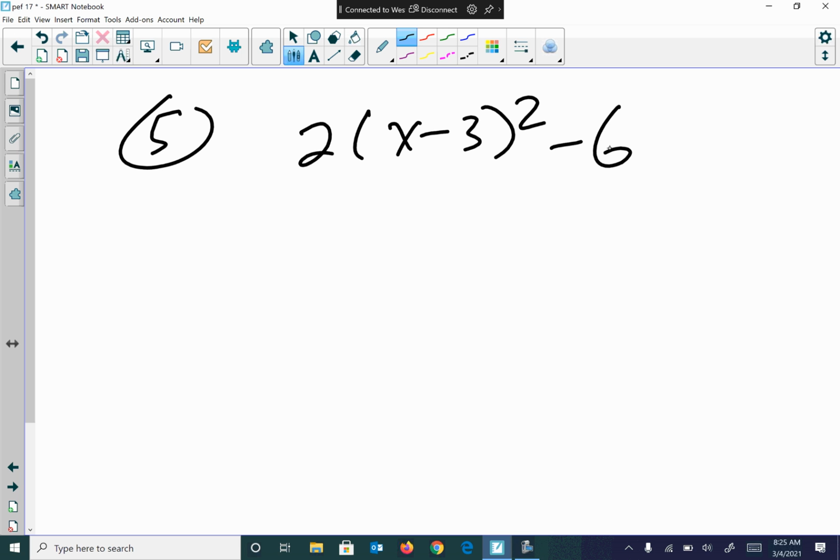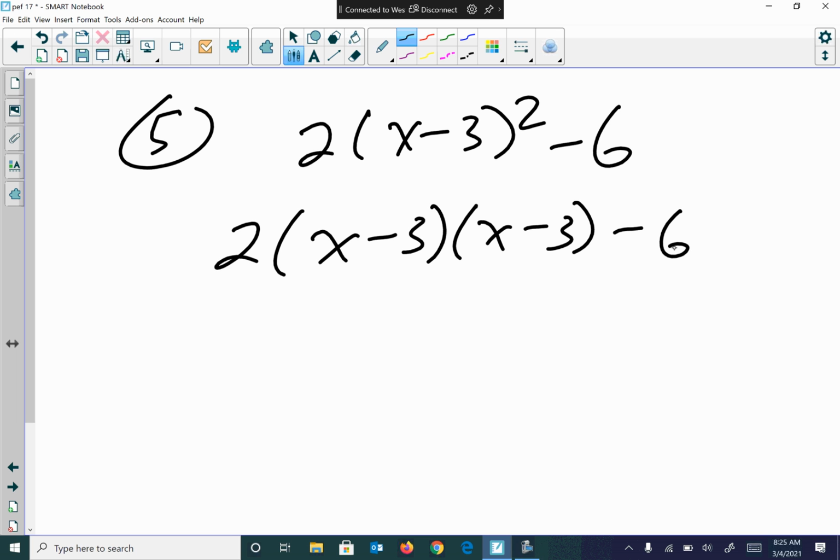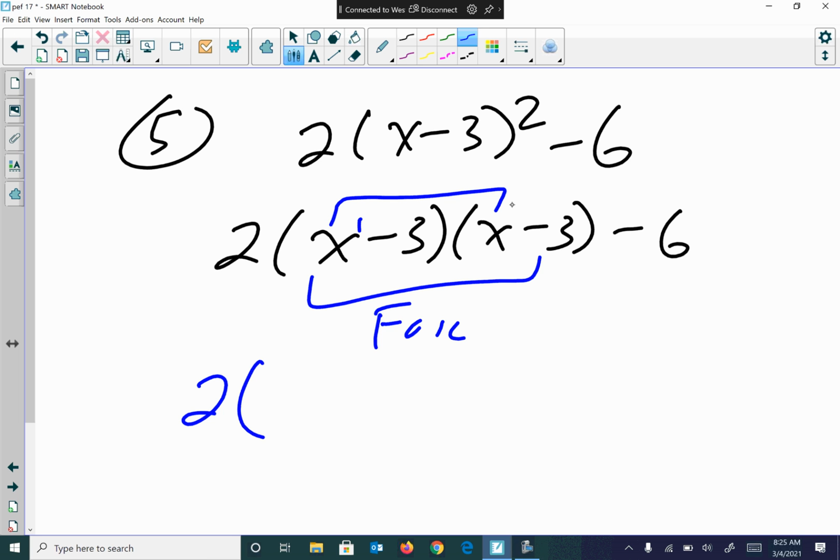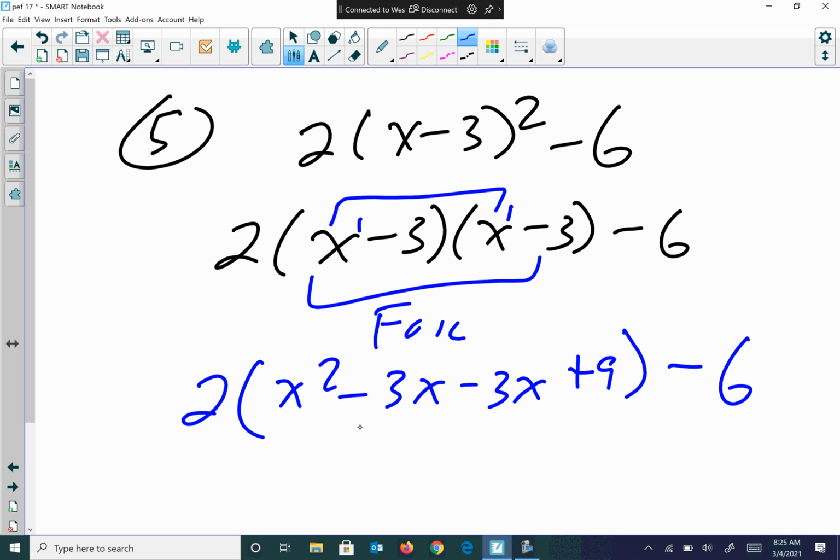Okay, so what we want to do on this, we're not factoring anything. We're just going to start putting it back together. So I get this. Is that okay so far? And then I'm going to go ahead and FOIL this out. But I know that I have to go 2 times it eventually. So x times x, remember those are both to the first, so that's x squared. Minus 3x plus 9, and then minus 6. Those are like terms.